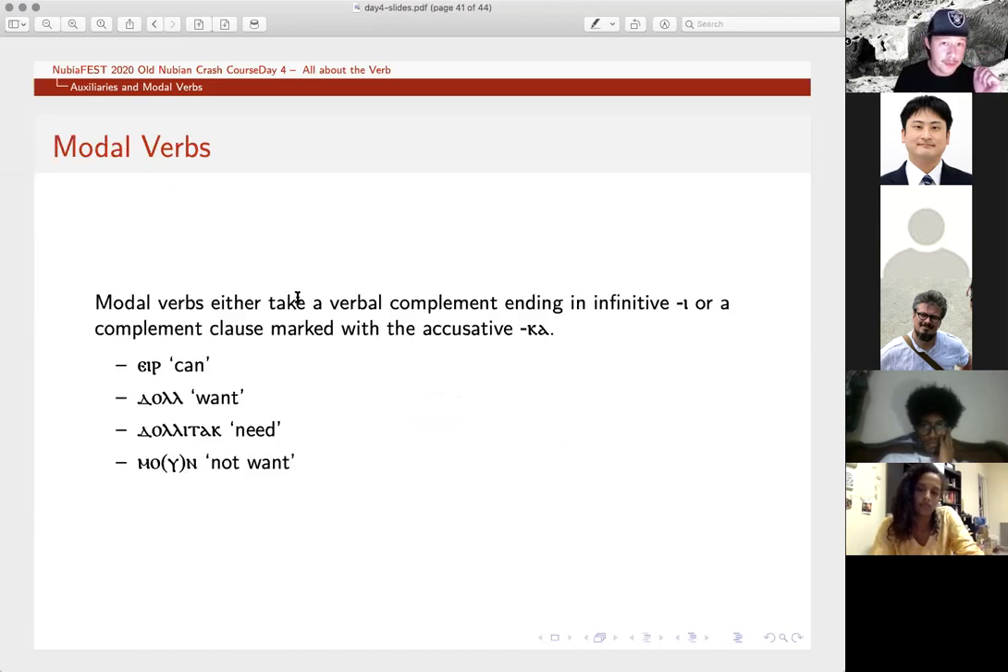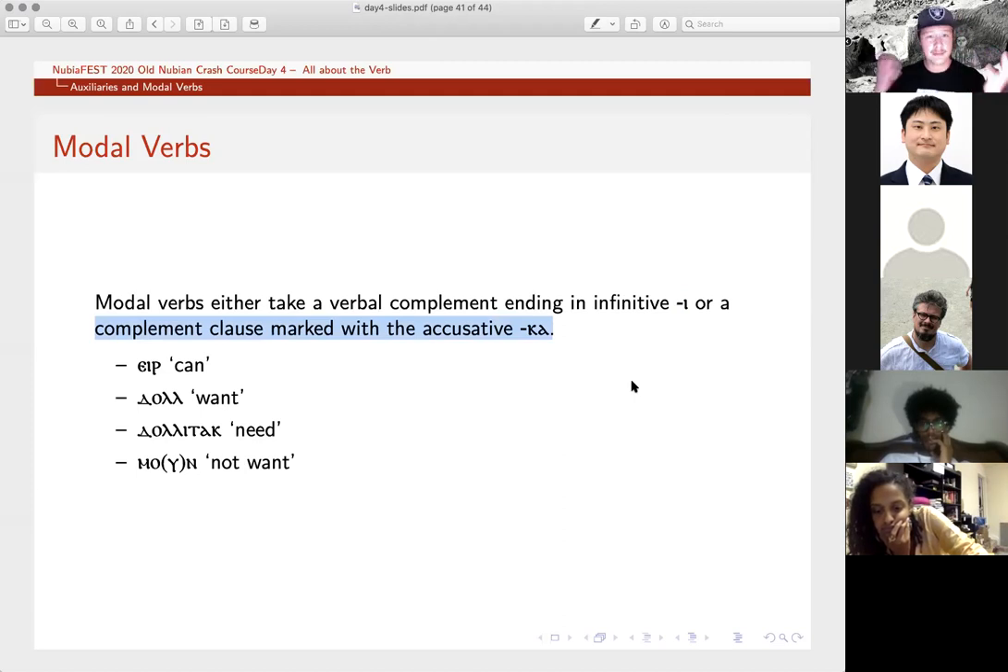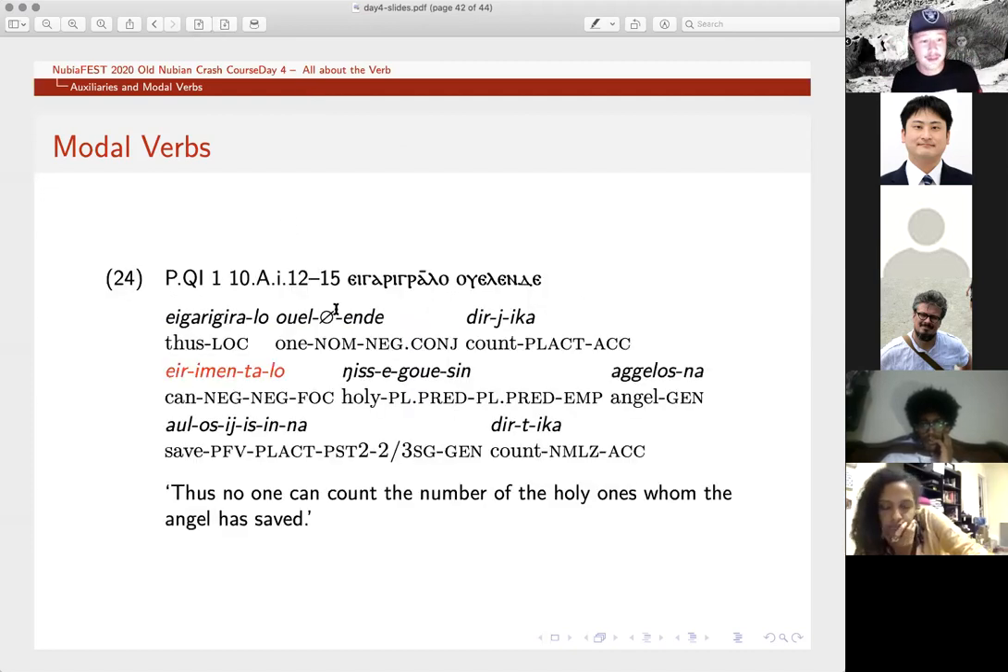Then we have some modal verbs. Again, we need to do much more research on these, but it would be great if we had a bunch more text in order to do so, because they're not so frequent. We have the verbs can, want, need, and not want. They either go with an infinitive, which only appears in these contexts. I think it's an infinitive, but maybe it's just a verb with nothing, because many things end in E simply for phonological reasons. But when they have a complement clause with an accusative, which is typologically also kind of common, then we can clearly see what's going on. So that's why I gave you one of those.